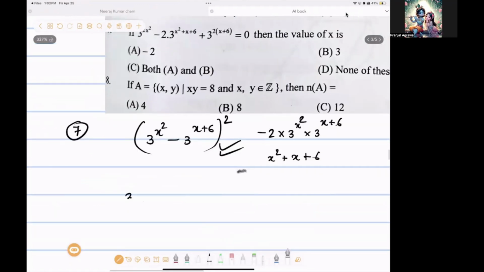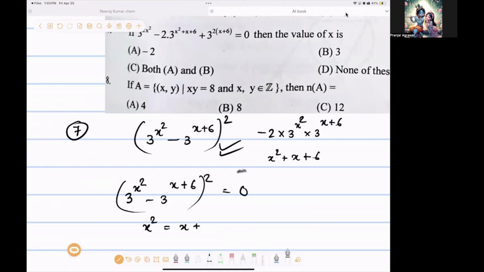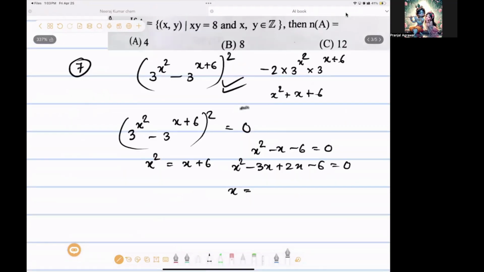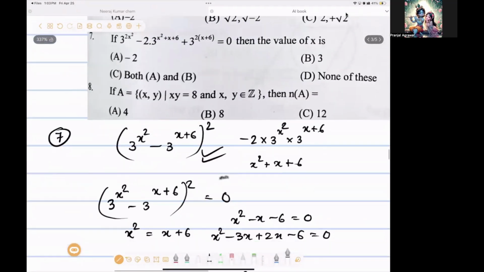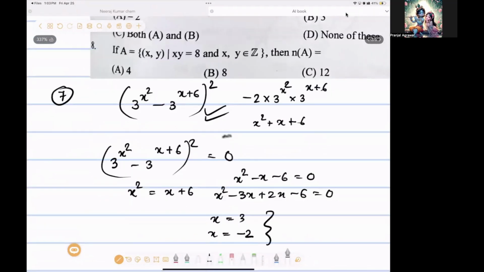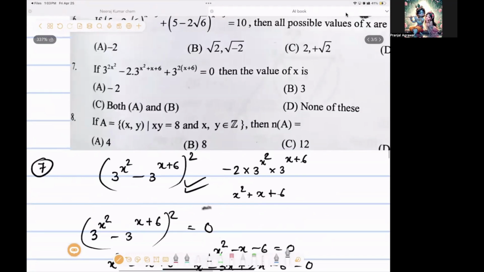So simply this is in this form. So if you solve it, 3x square minus 3x plus 6 the whole square is equal to 0. Or can we write x square is equal to x plus 6, or x square minus x minus 6 is equal to 0, or x square minus 3x plus 2x minus 6 is equal to 0. So x is equal to 3, x is equal to minus 2. So yeah, and then we have to check whether both the answers are satisfying. If both the answers are satisfying, then we'll have option C. But the method is like that.